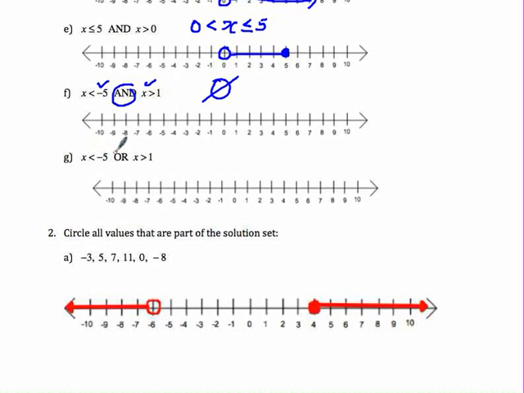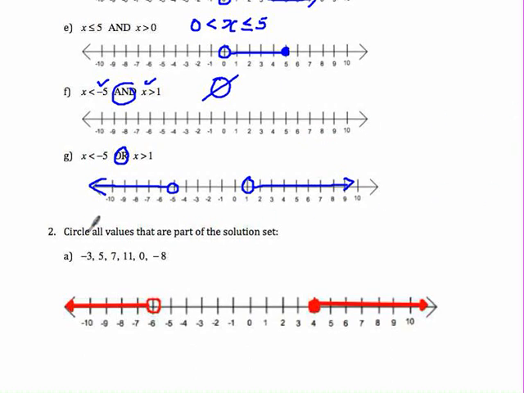Okay, part G, it's the exact same question as part F with the exception of the word or replacing the word and. This will have an acceptable solution. We will start at 1 and include all the numbers to the right. We will start at minus 5 and include all the numbers to the left. And so in this case, the solution set is acceptable.